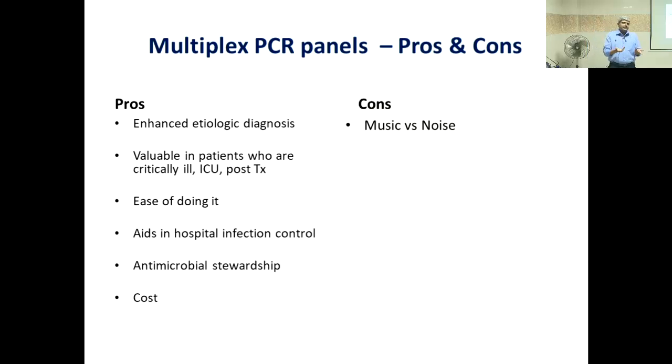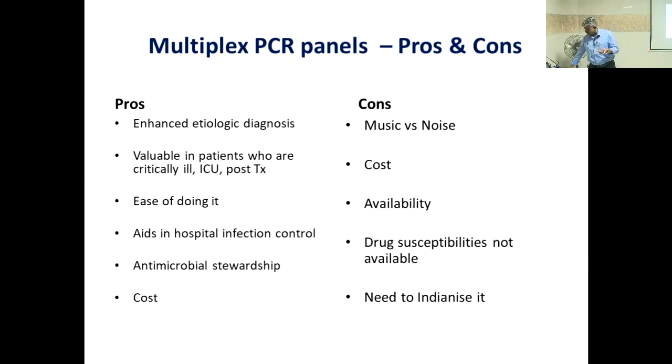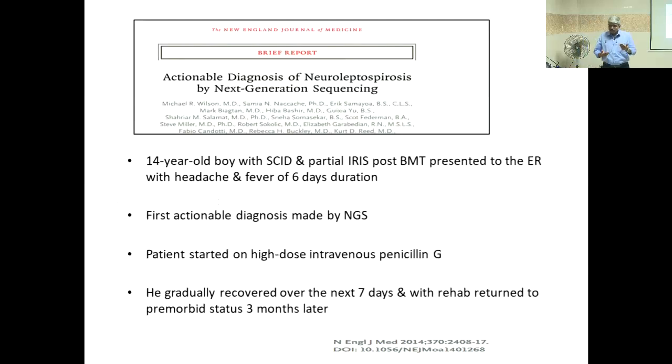I think we have to Indianize it also. Whatever is prevalent here, these are all Western tests. These are not Indian need-driven tests. So we may have to Indianize it. The future will be like this. Right now, what we are using is multiplex PCR. The future will be next generation sequencing.